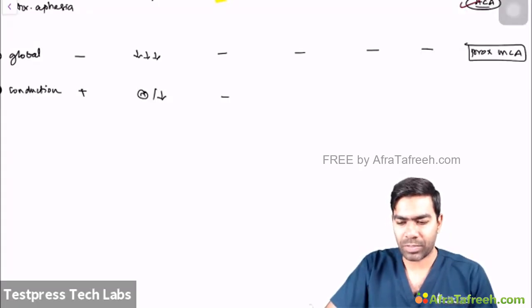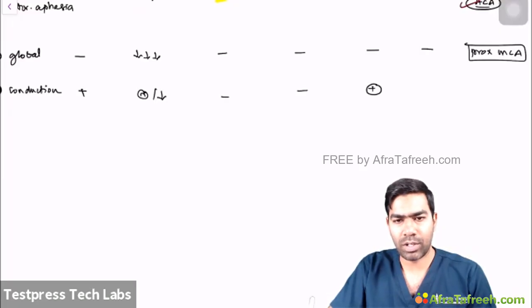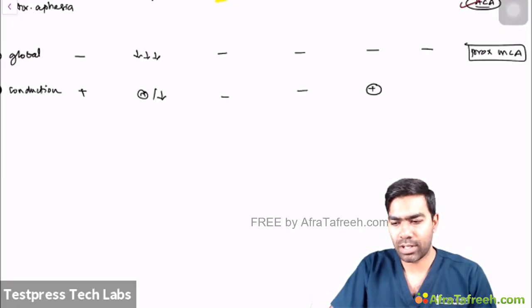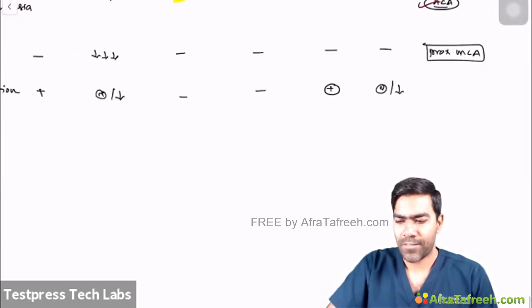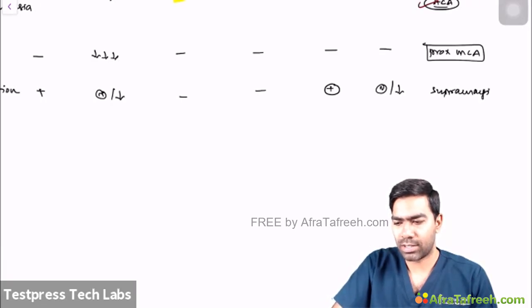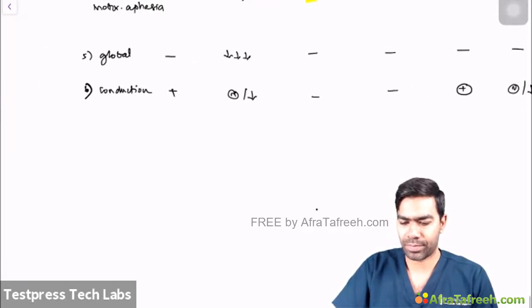And at the same time, what about your naming? Naming will be seriously impaired, because you need everything for naming. And reading can still be intact, because Wernicke's is okay. Writing may be normal or can have a mild impairment. And the lesion that is usually seen is in the supramarginal gyrus. I'll show you where the supramarginal gyrus is. This is where the lesion will usually be.